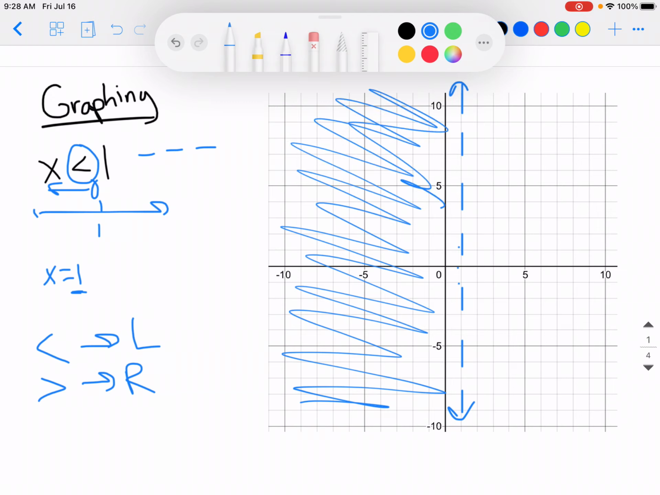And if I was uncertain about this, you can always test a point. And I think the easiest point to test would be (0, 0). So test (0, 0), and we put that into our inequality. So we'd have 0 is less than 1. And the thing is, this is a question mark. All right, this is a question we're asking: is 0 less than 1? It is. That's a true statement.